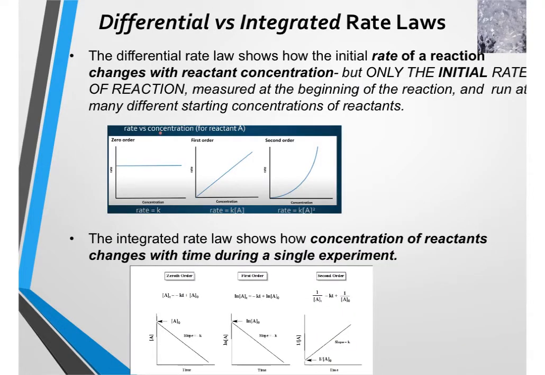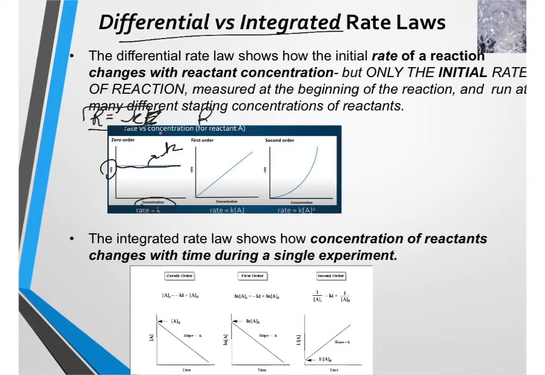So, doing a little bit more comparison of the differential versus integrated rate laws. If we were to plot the rate of a reaction versus its concentration using the differential rate law for a zero order, remember zero order doesn't depend on concentration, the rate is simply equal to the rate constant. So you would just get a horizontal line, and that line would be equal to whatever k is.